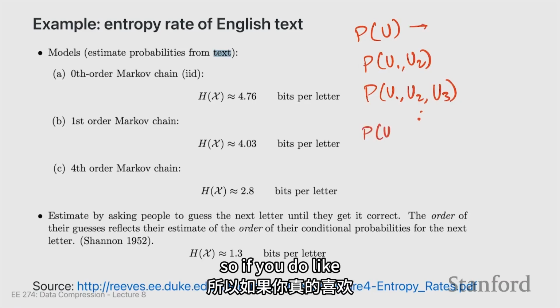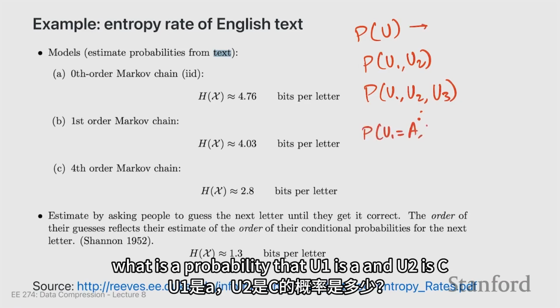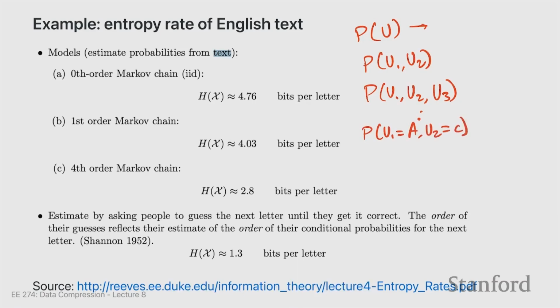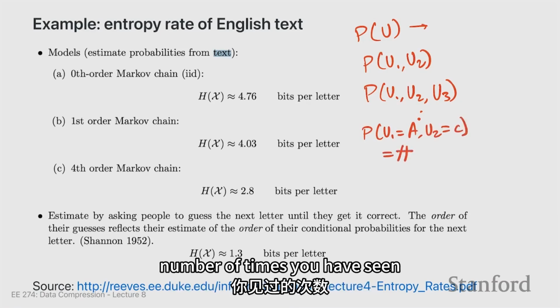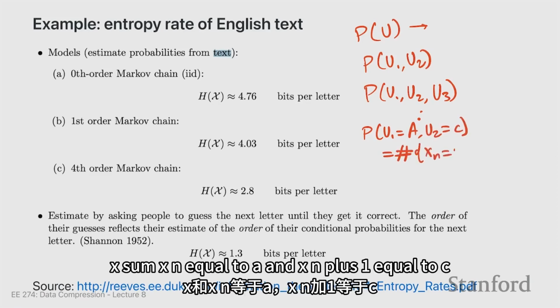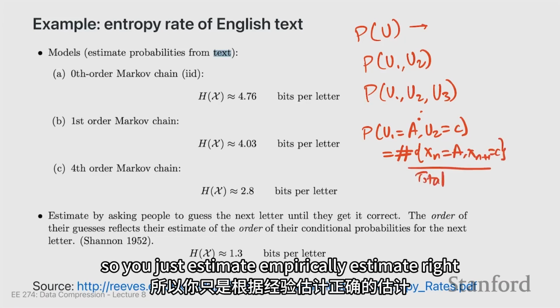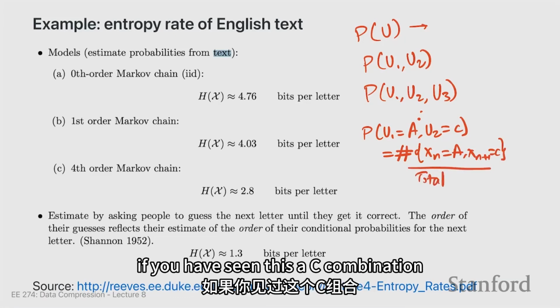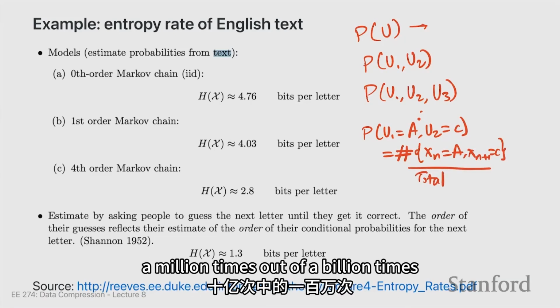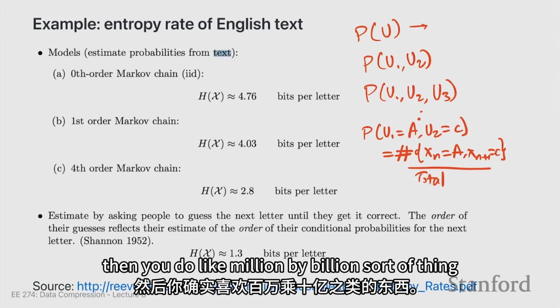So if you ask, what is the probability that U1 is A and U2 is C? This will be the number of times you have seen some xn equal to A and xn plus 1 equal to C, divided by the total. So you just empirically estimate it. If you have seen this AC combination a million times out of a billion, then you do a million by a billion.